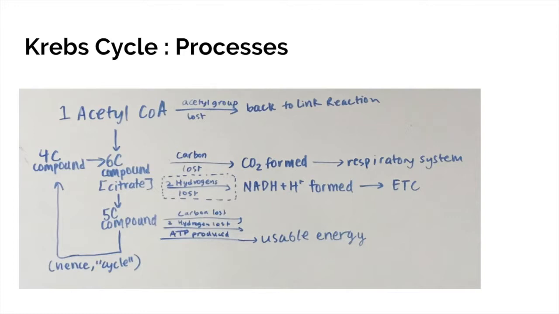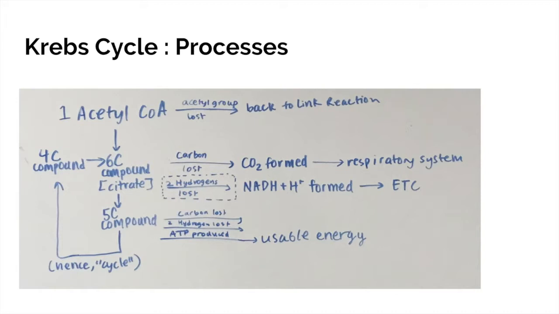So for just one acetyl coenzyme A, the first step is that an acetyl group is lost, and this goes back into the link reaction. It goes back out into the cytoplasm for the link reaction to occur again. Next, this reacts with the 4-carbon compound already present. So now your acetyl-CoA has transferred into a 6-carbon compound, which is often referred to as citrate.